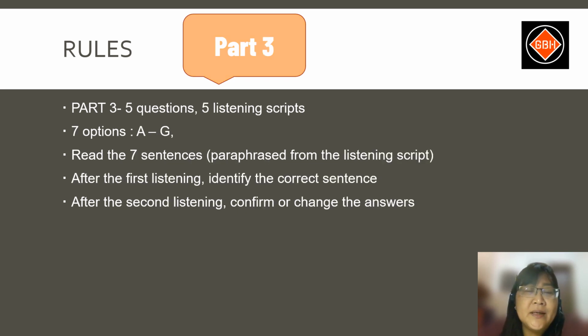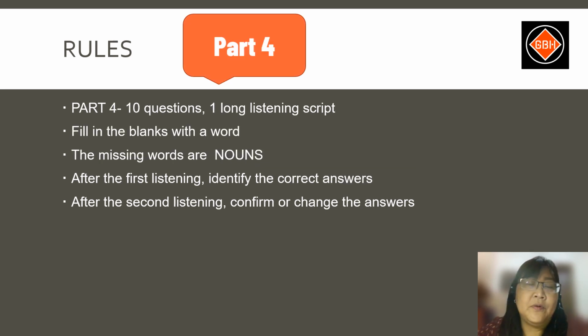Next, for part 3. Part 3, there are 5 questions. You have 5 listening scripts. There are 5 answers, but there are 7 sentences or options. So you see sentences A, B, C, D, E, F, and G. Read the 7 sentences carefully. These sentences are actually paraphrased from the listening script. After the first listening, try to identify the correct sentence, and then after the second listening, confirm or change your answer.